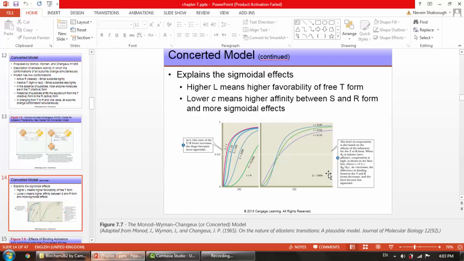The first one, as L increases, the curve becomes more sigmoidal at constant C equals 0, and at constant L, as the value of C decreases, the curve also becomes more sigmoidal.